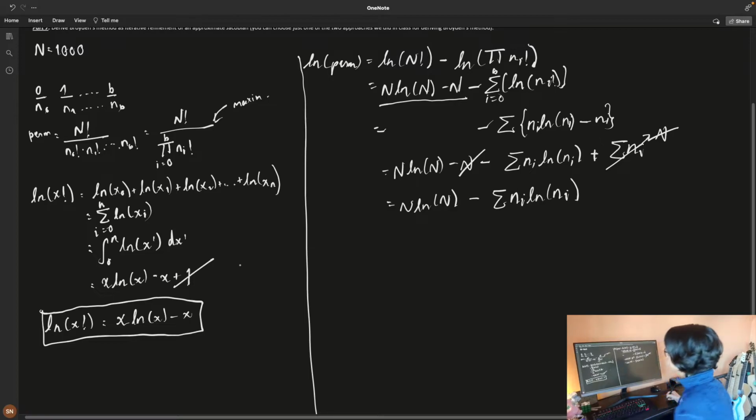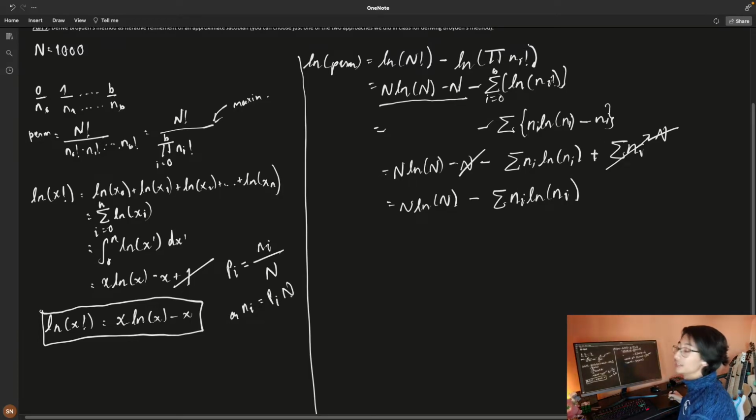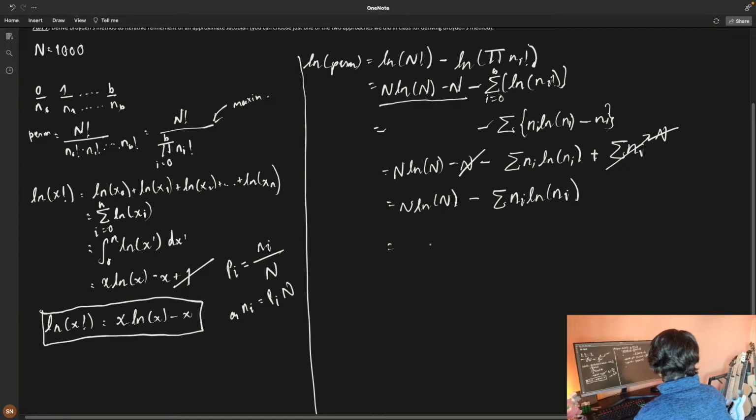Now again, let's turn this into probability. So what we have is the probability of item i is simply equal to the total number of occurrences of i divided by the sum total of all the occurrences. So this means that we can represent ni as the product of its probability times the total sample space. So let's substitute that over here. I'm just not going to write that again. So that's going to be the summation of pi n times ln of pi n.